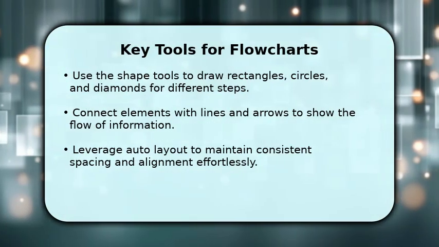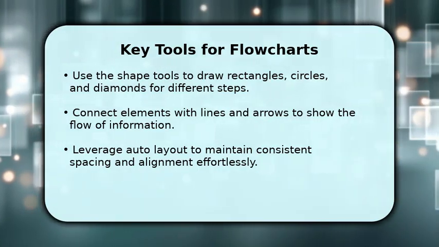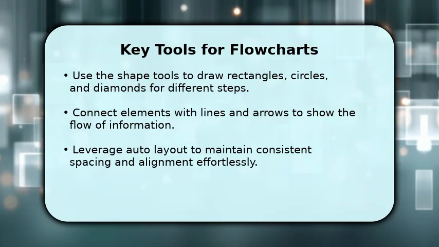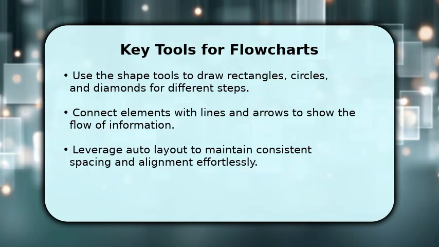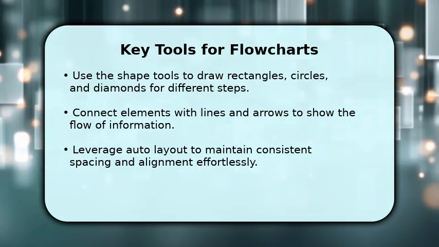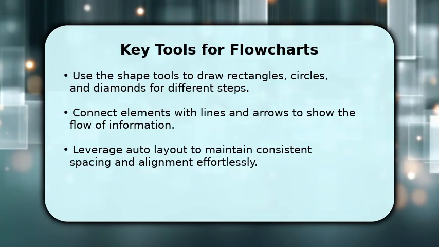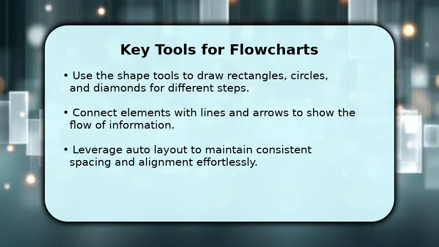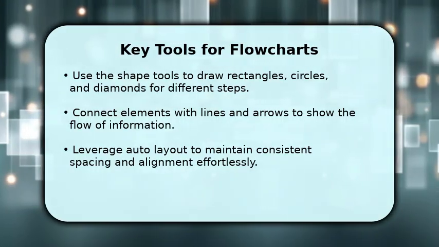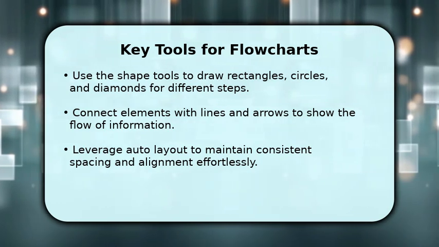To begin, select the shape tools from the toolbar to create your flowchart elements. Rectangles often represent processes, while diamonds signify decision points. Next, use the line tool to draw connectors between your shapes, indicating the direction of your flow. Remember to add arrowheads for clarity. For perfect organization, employ Figma's Auto Layout feature. It automatically adjusts spacing and alignment, saving you valuable time and ensuring a polished look.